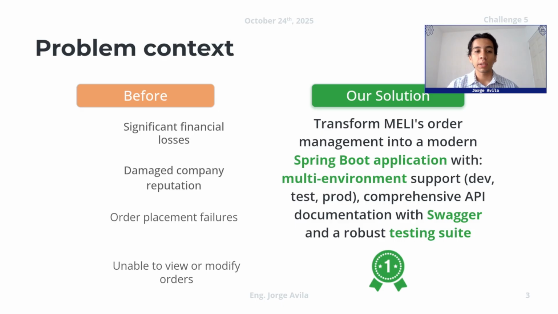In the problem context phase, we have significant financial losses, damaged company reputation, order placement failures, and the clients are unable to view or modify orders. Our solution is to transform Melis order management into a modern Spring Boot application with multi-environment support, comprehensive API documentation with Swagger, and a robust testing suite.